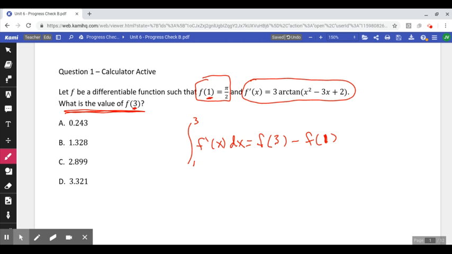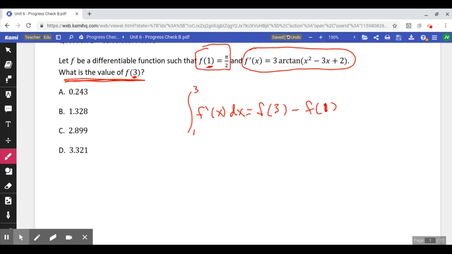What we're going to do here, folks, is type this into our calculator. This is a calculator problem, so use that calculator. You're allowed to use it to figure out the derivative or integral of a particular expression. So you're going to type this in your calculator from 1 to 3 of 3, and then you're going to use the inverse tangent. That's the same thing as the arc tangent, just a different way of writing it. And then you'll do x squared minus 3x plus 2. Of course, make sure you're in radian mode. And we've got dx over here as well.